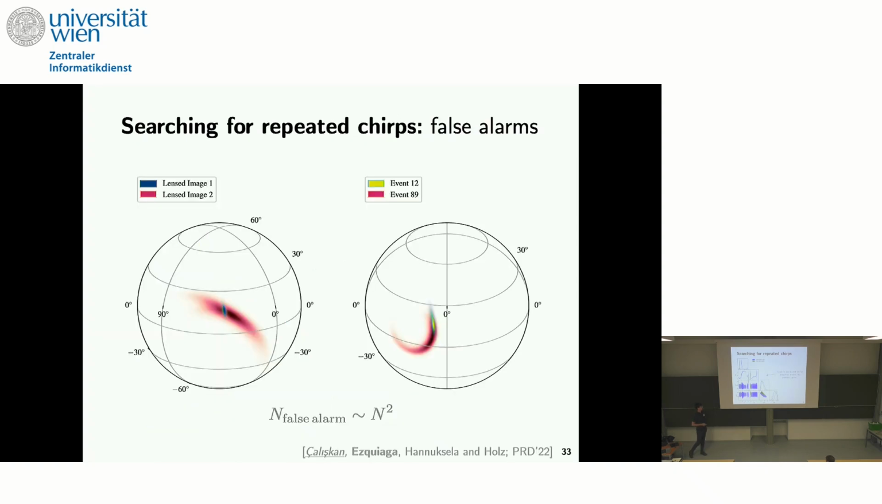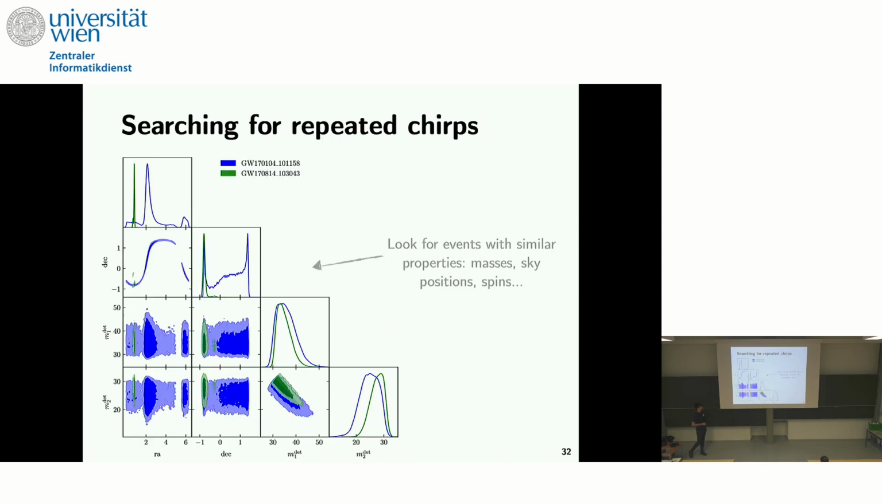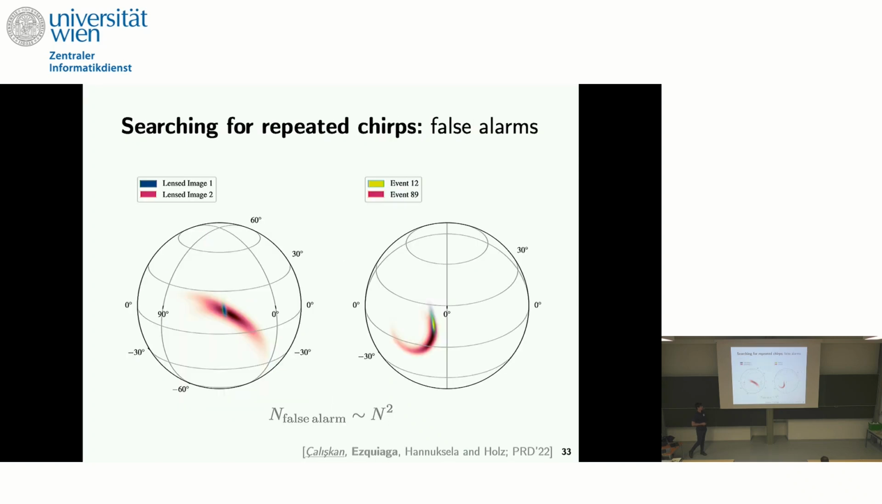So I guess the point here is that you have things like this, but if I tell you which of these is being lensed, it will be very difficult to say. On the left, these are just 2 simulated lensed events. On the right, these are just 2 simulated random events. And this is for the sky localization, but you could also have similar things for other properties. So just by random chance, different events will have similar properties.